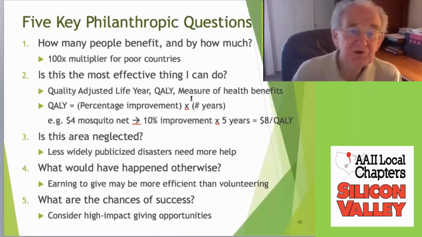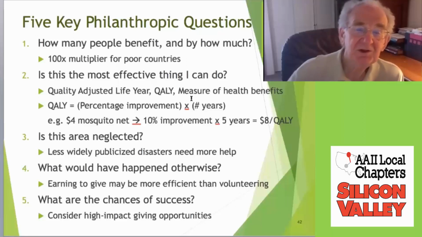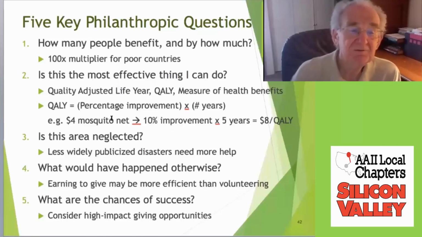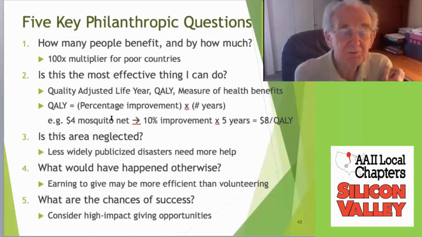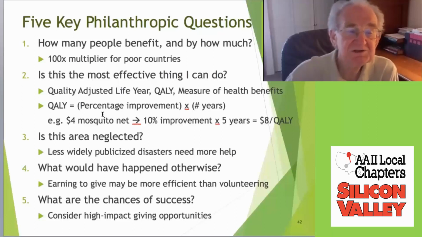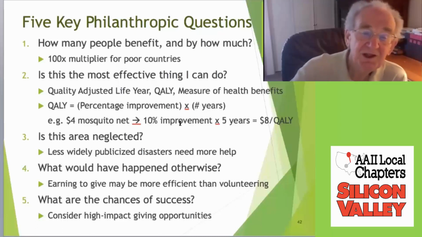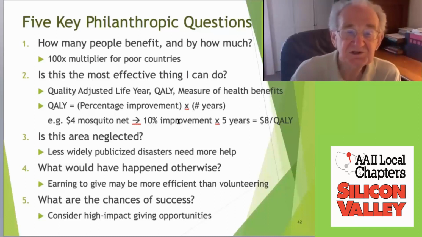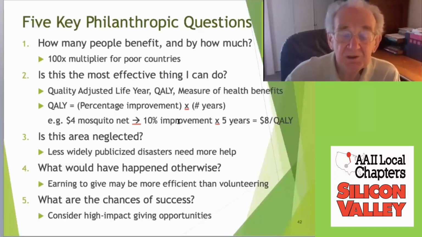One way of measuring this is a unit of health, really. It's called a QALY, a quality adjusted life year. And that's equal to the percentage improvement times the number of years. I give a quick example here. If you want to donate a few $100, let's just say 100 mosquito nets at $4 a piece, that would give a 10% improvement to some village, let's just say in Africa somewhere.